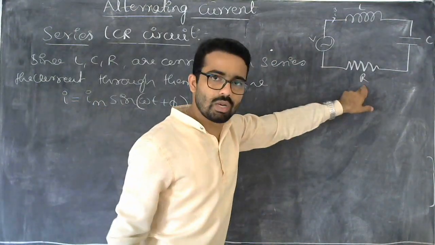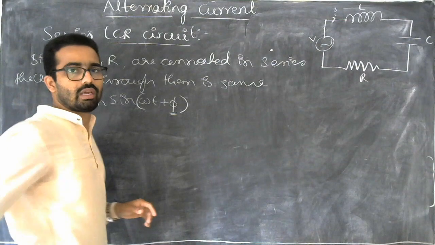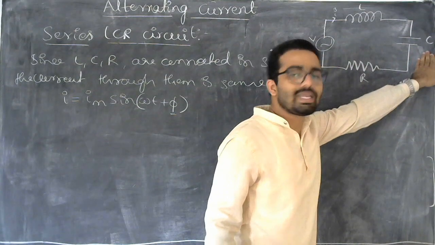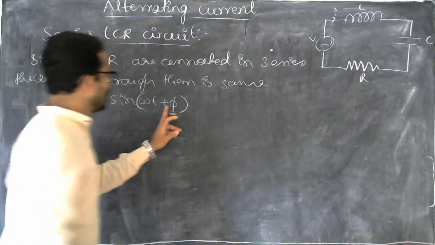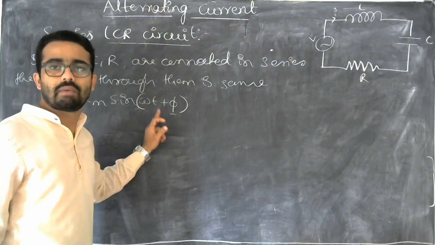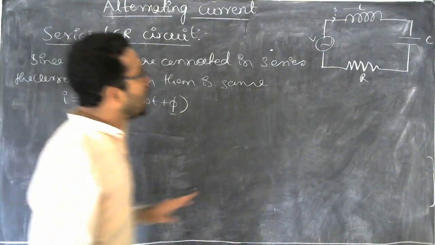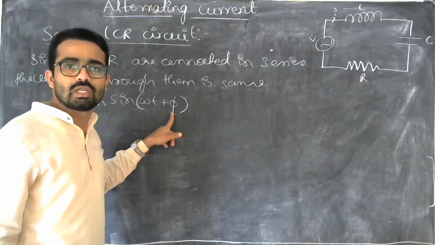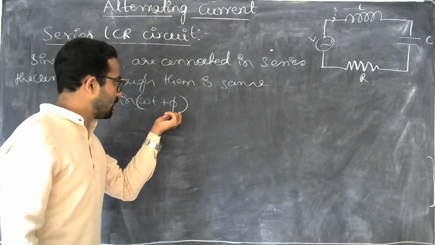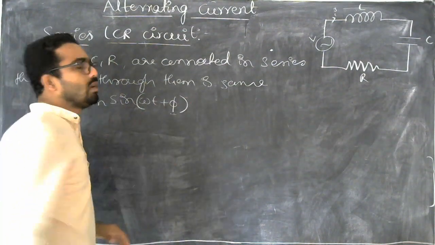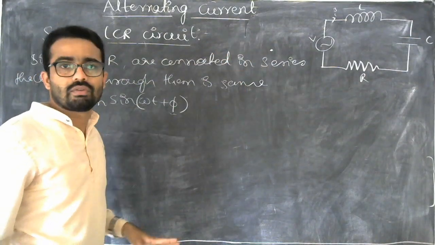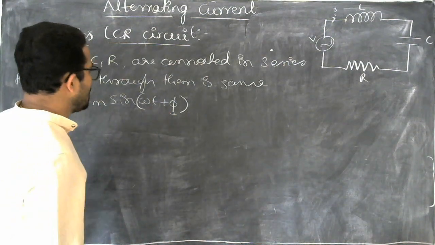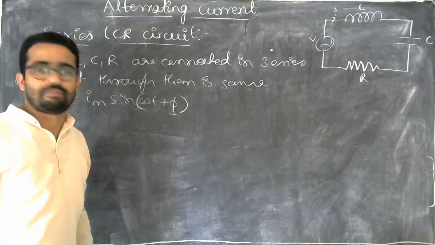If I consider a resistor only, I can put phi equal to 0, and you will get Im sin omega t. If we consider a capacitor, phi is equal to plus pi by 2. And if we consider an inductor, the value of phi will be minus pi by 2. So we can put any value for phi. It is a general equation for the current through the three components. So I is equal to Im sin(omega t plus phi). There is a phase difference.